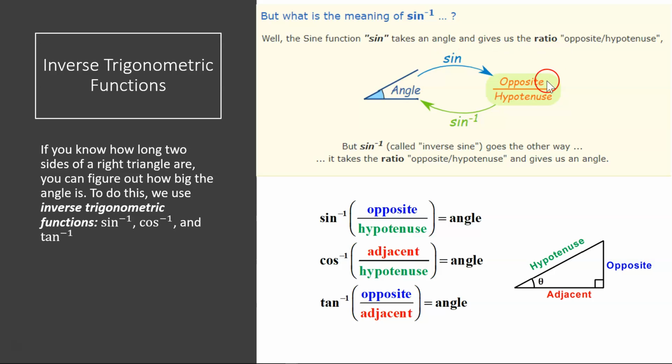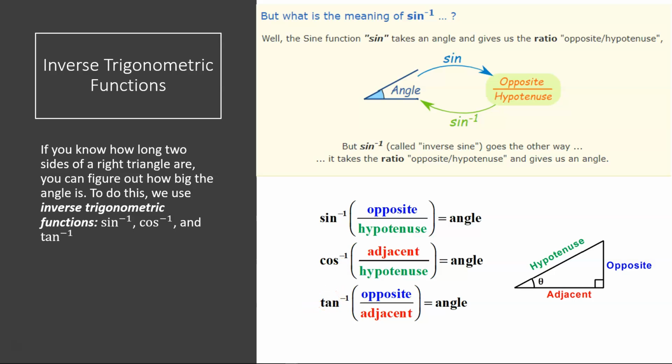Now, a lot of times you won't bother getting a decimal. You'll just say, hey, calculator, opposite over hypotenuse is 3/5. Tell me how big the angle is. And the calculator will tell you how big the angle is in that triangle. So you've got inverse sine, inverse cosine, and inverse tangent.